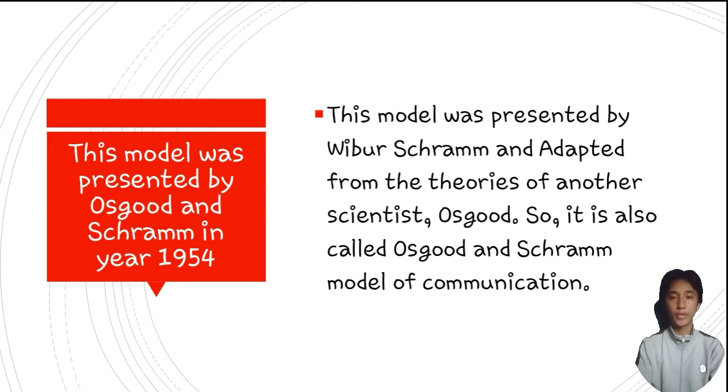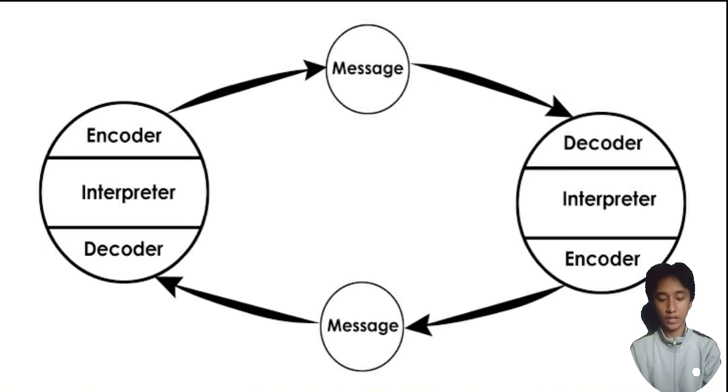The Osgood-Schramm model of communication was invented in 1954, and there are two people who invented it, Osgood and Wilbur Schramm. This model was presented by Wilbur Schramm and adapted from the theories of another scientist, Osgood, so it can also be called the Osgood and Schramm model of communication. It is a circular rather than linear experience that involves a sender who encodes a message and a recipient who decodes and analyzes the message.